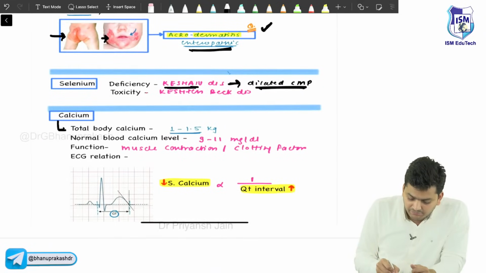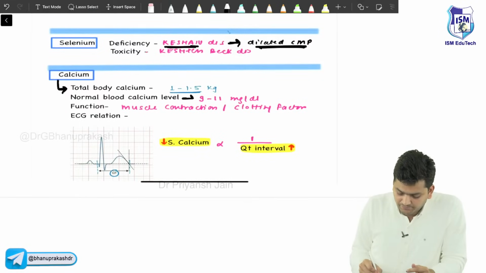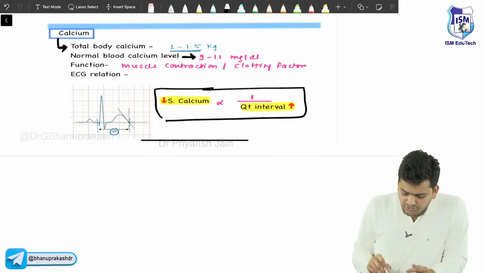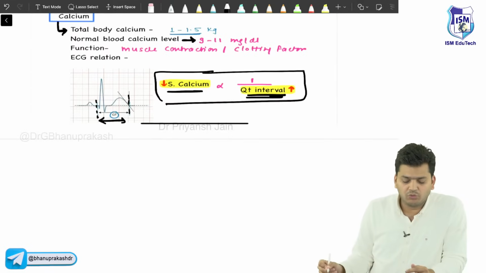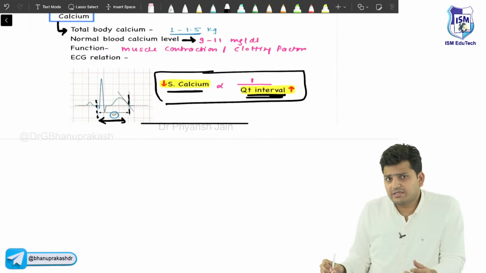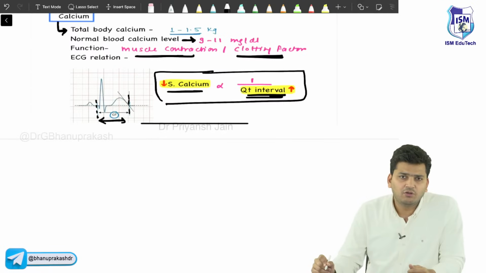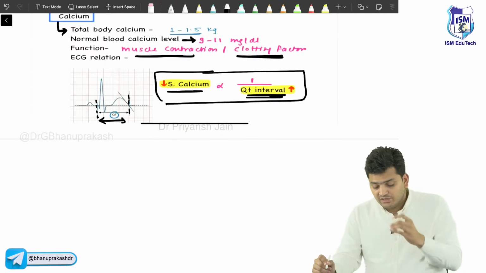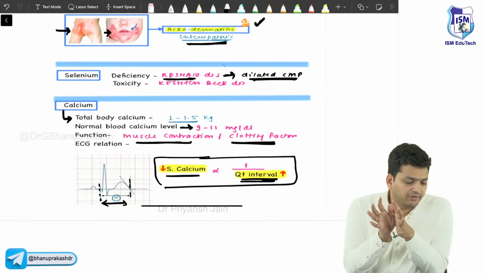When it comes to calcium, the serum calcium is 9 to 11, and there is a relation of serum calcium with QT interval. The QT interval is from the beginning of the Q wave to the completion of the T wave. If the serum calcium is less, the QT interval will be more. Serum calcium also helps in muscle contraction and in the formation of clotting factors, right? So this is what I feel is very important from the perspective of this exam.